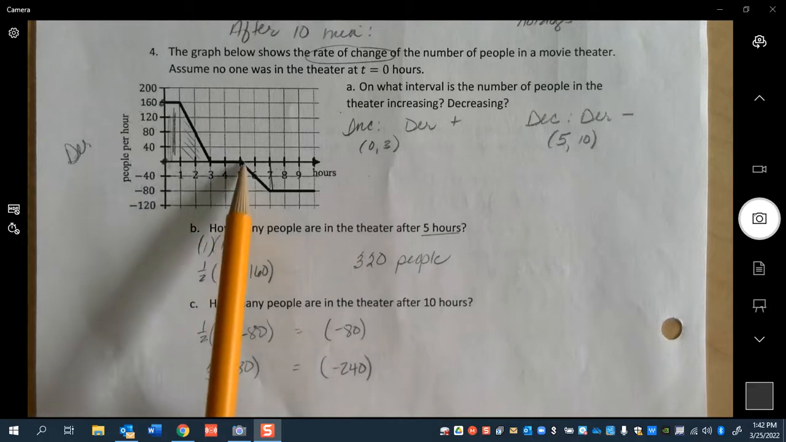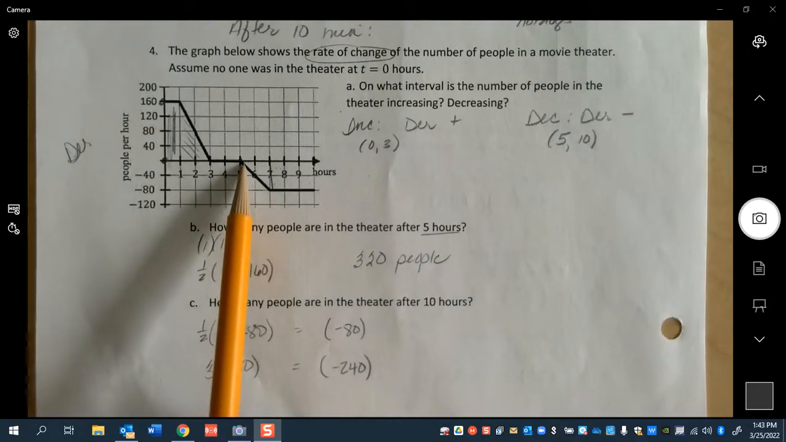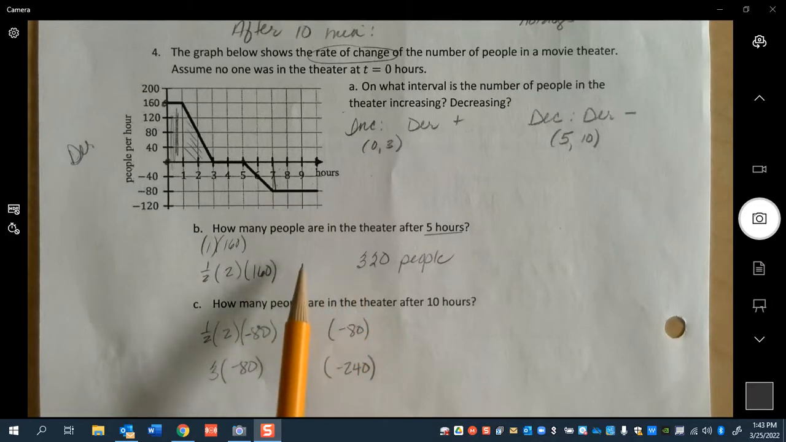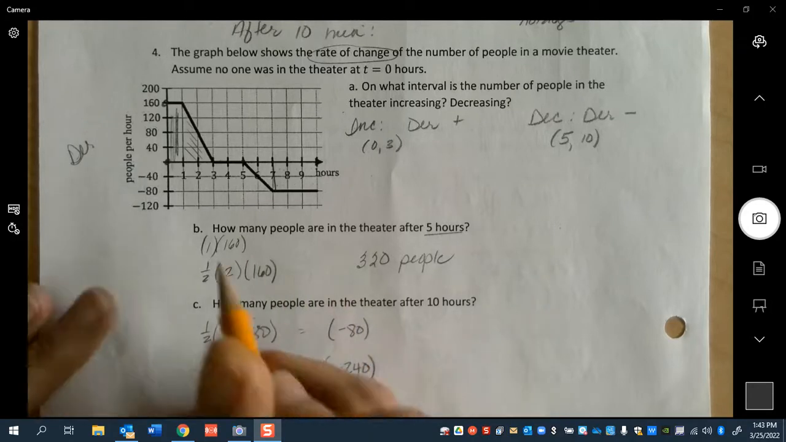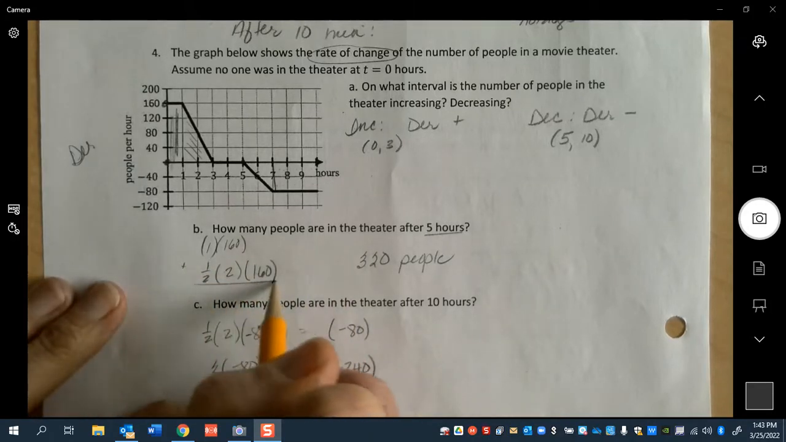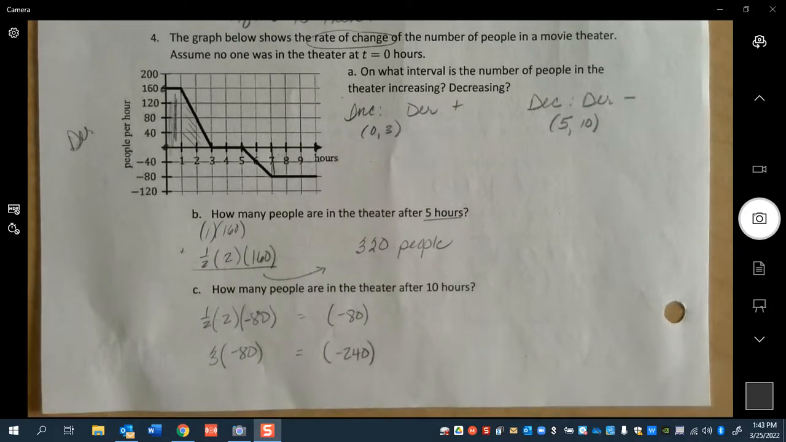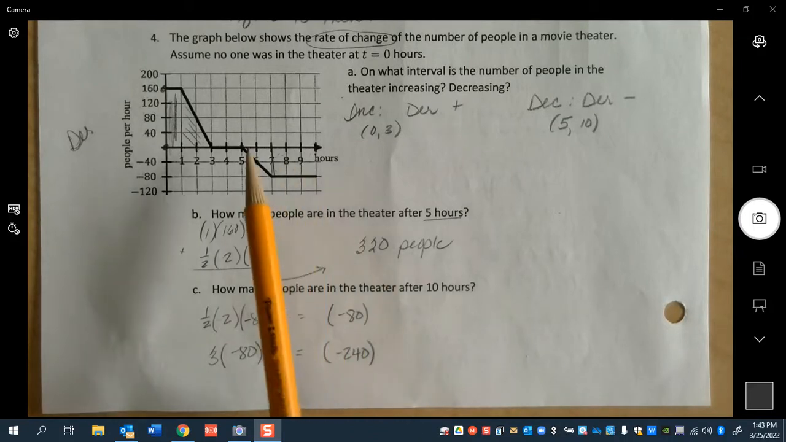Nothing changes here. So I have 320 people in my theater when I add these two together. Are you okay with that? Yes? Okay. So nobody comes or goes. There's no change here.